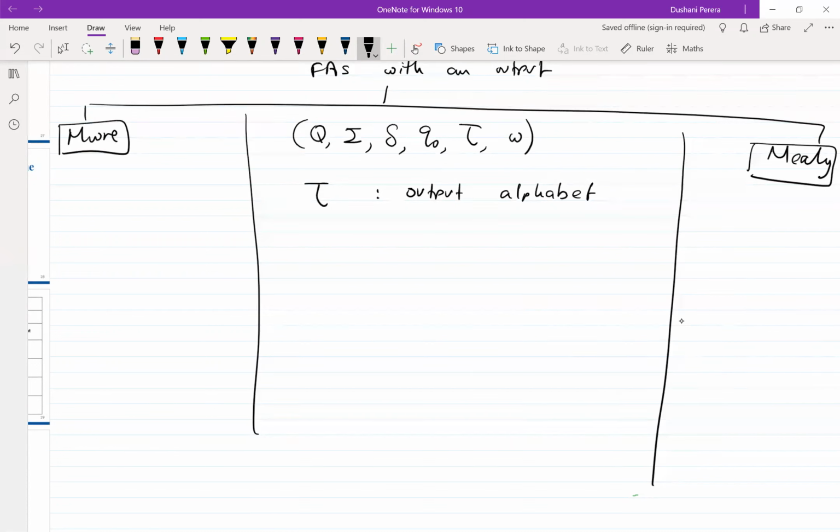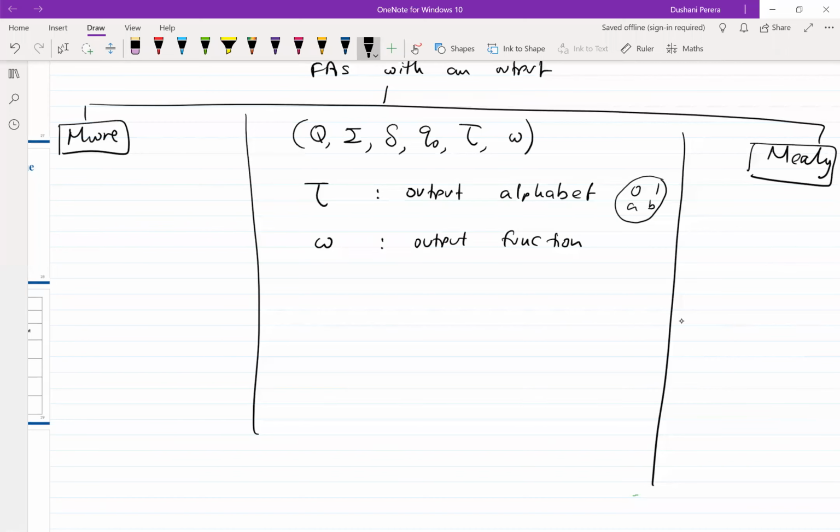Output alphabet means what will be printed on the screen, whether those are zeros and ones or a's and b's or whatever. And omega means the output function. These are the symbols in the output alphabet, 0, 1, whatever. And omega means how these symbols will be connected to print something on the screen. That is what the output function defines.